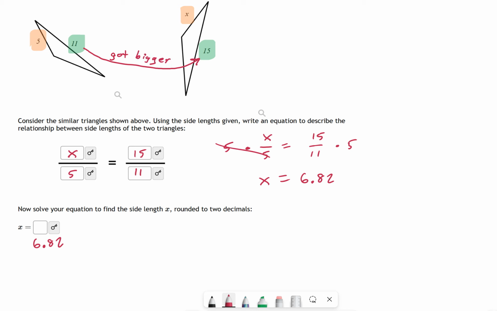Not huge, just a little bit bigger. And did the same thing happen to the number 5 when it went to 6.82? Yeah, I'd say that looks a little bit bigger, maybe a third bigger or something in that ballpark. So that's how you work these problems through.